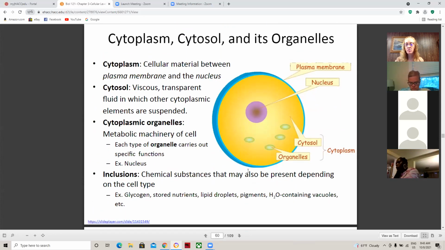Moving on to some easier things to understand and comprehend. From here on out in this chapter, there's a lot of material and a lot of definitions, but the majority of it is: this is the cell structure and this is what it does. So the cytoplasm is the cellular material that is in between the plasma membrane and the nucleus. Remember, cyto means cell, plasm is anything else.